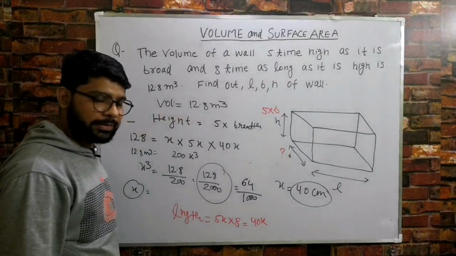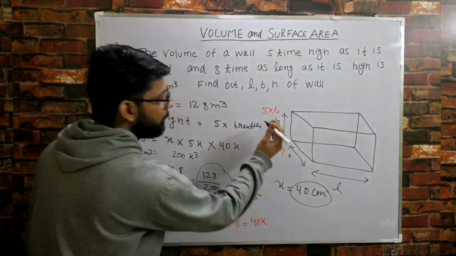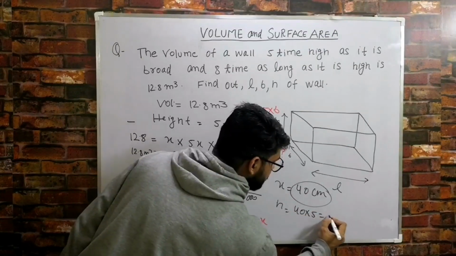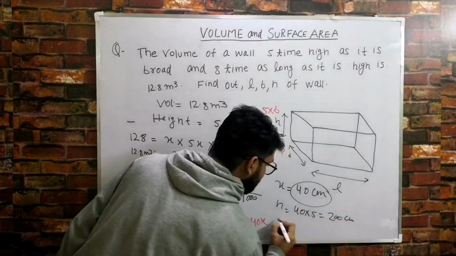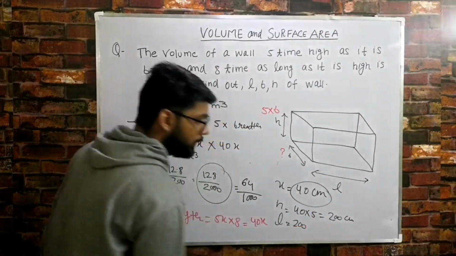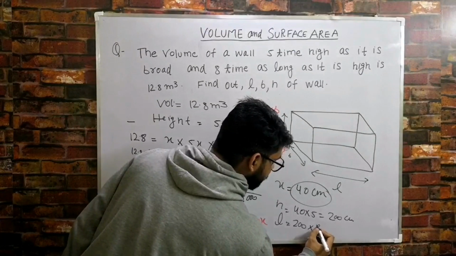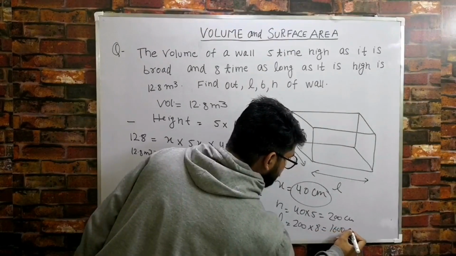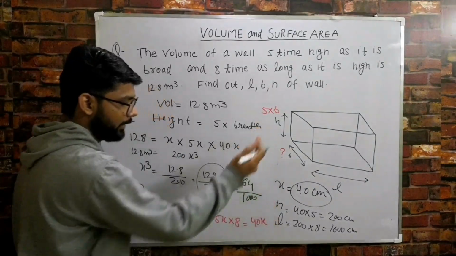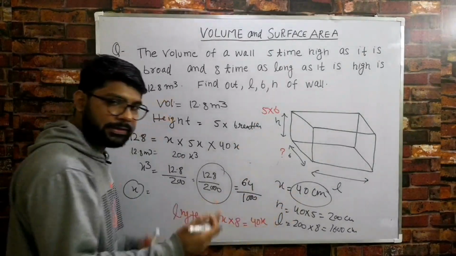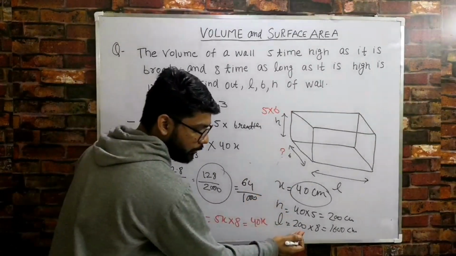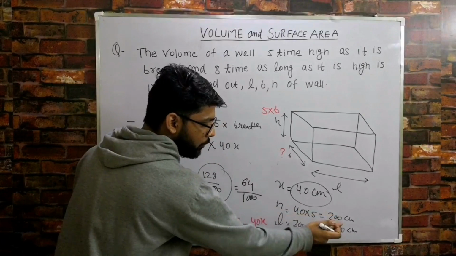So we have the value of x. Then we will also get the height: 40 into 5 is equal to 200 centimeter. Similarly, the length can be calculated as 200 into 8, which is 1600 centimeter. So by this method, you can calculate the height, length and the breadth. My breadth is 40, the height is 5 times the breadth and the length is 8 times the given height. So we multiply 200 into 8, 1600; height 40 into 5, 200; and x is equal to 40 centimeter.